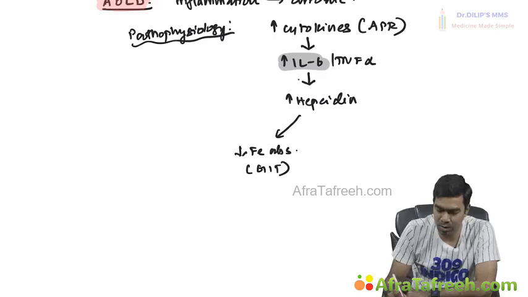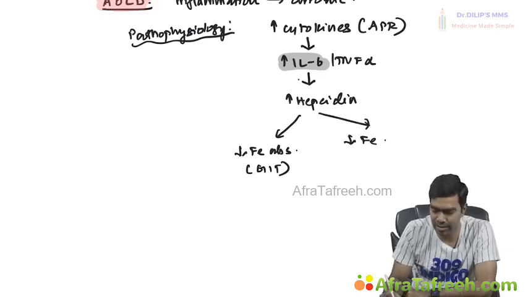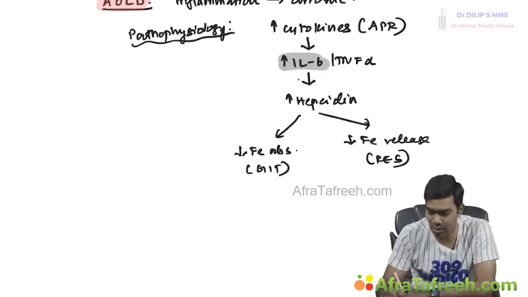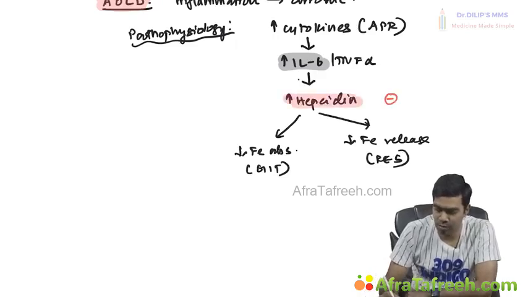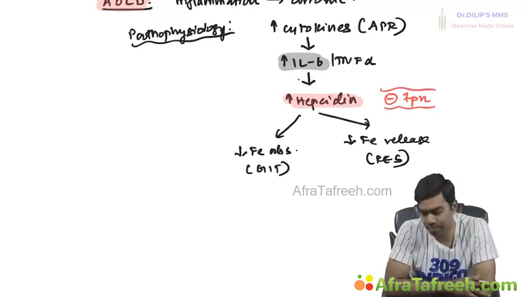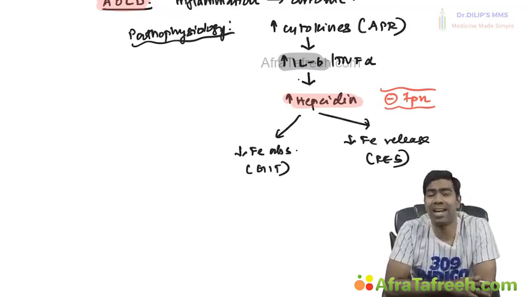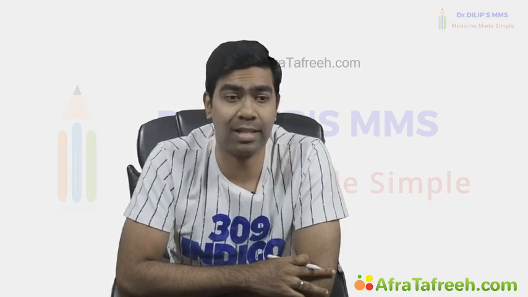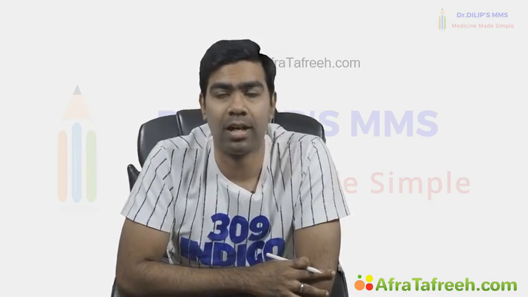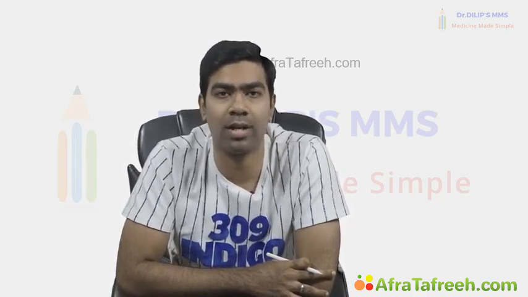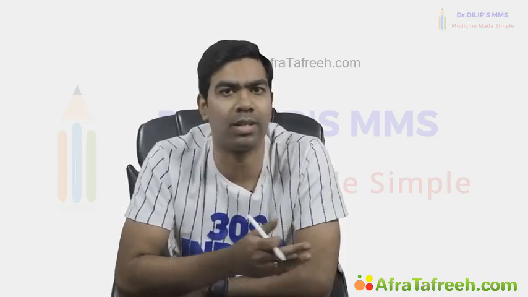At the same time, you're going to decrease the iron release from the reticuloendothelial system. Your RES macrophages can't release iron because hepcidin is going to block the ferroportin. That is the reason why you're not going to absorb the iron from the GIT, because this is the portal for iron entry into the bloodstream, either through absorption externally or release from the stores internally. For iron to enter into the blood, you have only a single portal, that is ferroportin.